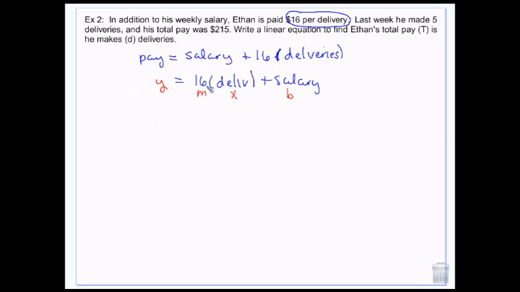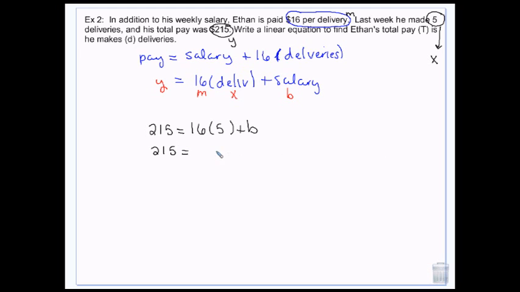So I know his per delivery cost. I know his pay. He made 5 deliveries. This is x. This is y. This is m. I don't know what his salary is. That's what we're trying to find out. What's his salary?